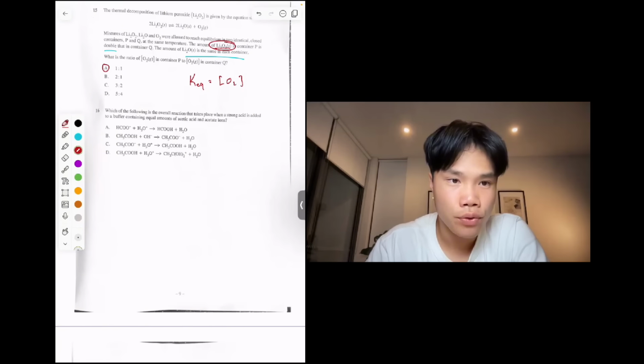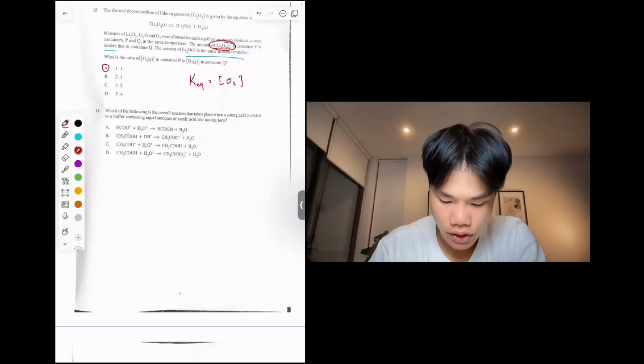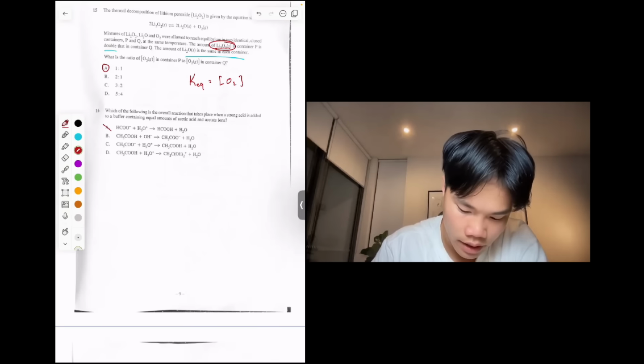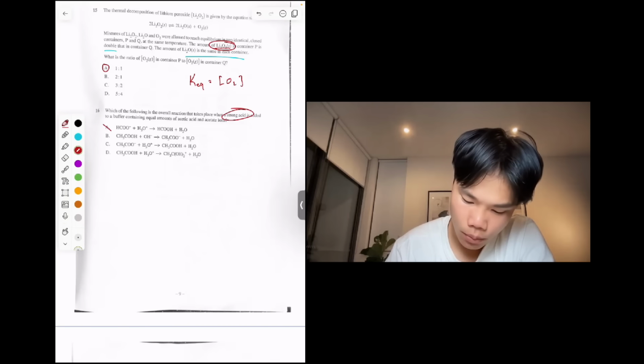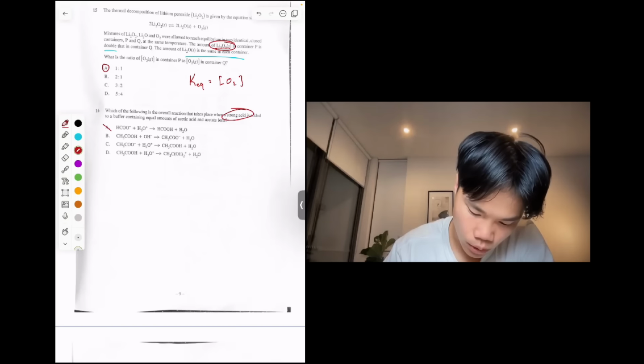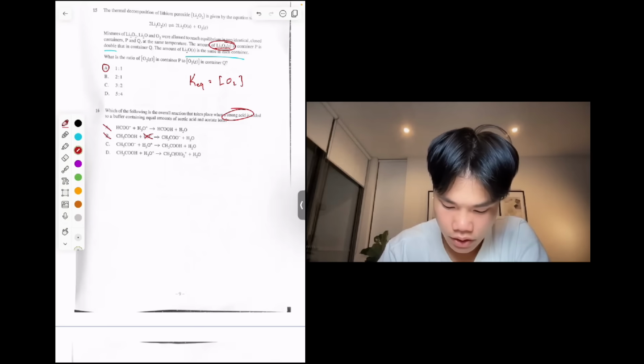Question 16, which of the following is the overall reaction that takes place when a strong acid is added to a buffer containing equal amounts of acetic acid and acetate ions? Cool. So you're essentially looking for the equation that has, first of all, acetic acid and acetate, so you can rule out A. And you're looking for the case where you are adding in strong acid, which is where you are adding H3O+. So you can rule out option B, because that's adding in OH-.